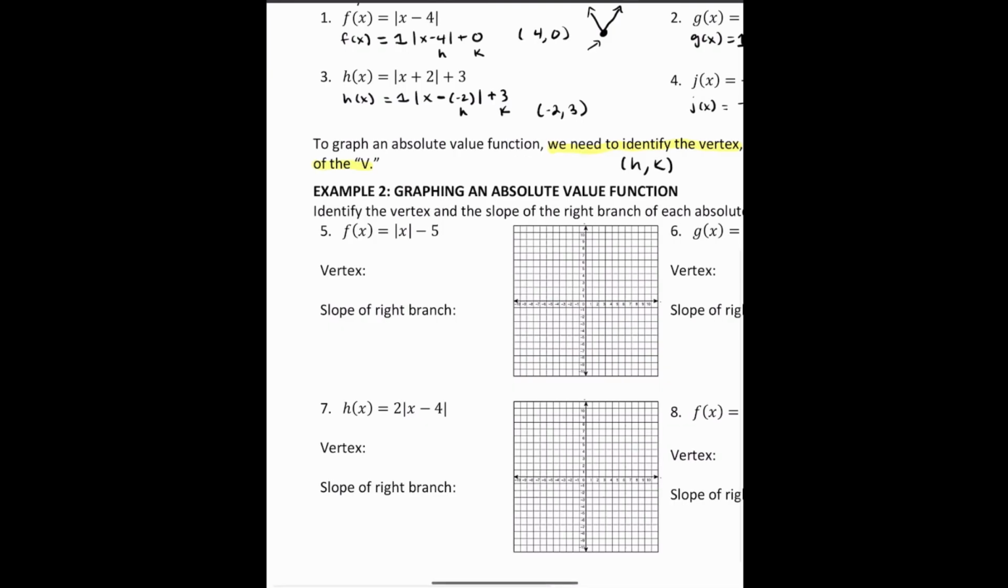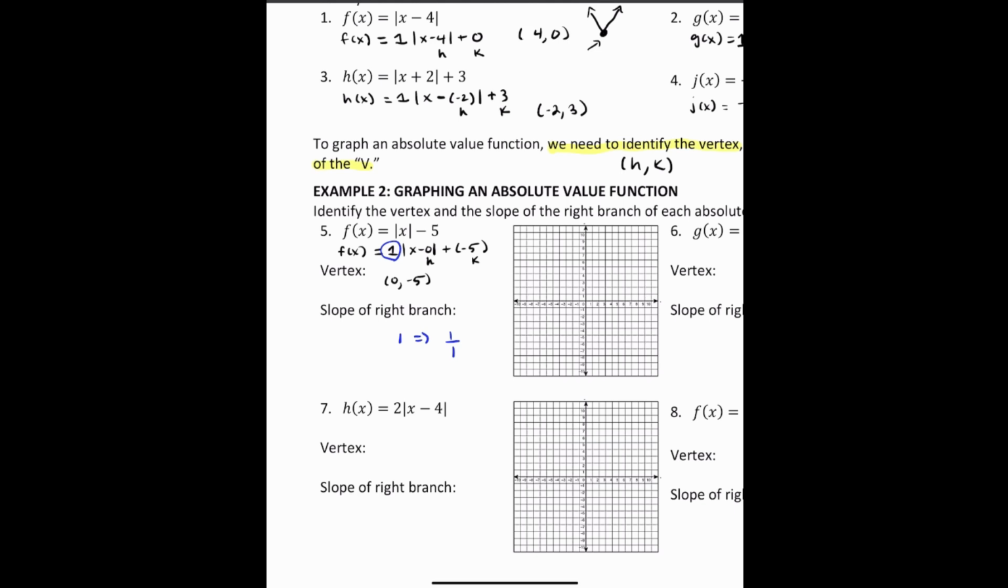All right, so here we go. We're going to look at number 5. We have f of x is equal to the absolute value of x minus 5. And I can rewrite that as f of x equals 1 times the absolute value of x minus 0 plus negative 5. And our h and k is 0 comma negative 5. And the slope of the right branch is our a value, which is 1. Which I can rewrite as 1 over 1. So I can go up 1, right 1 for the right branch of this absolute value function.